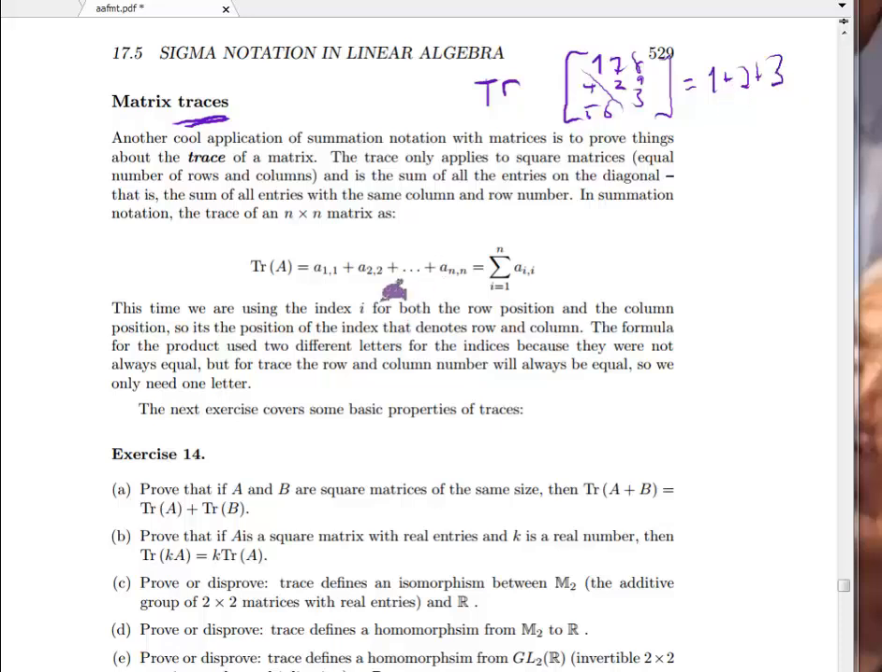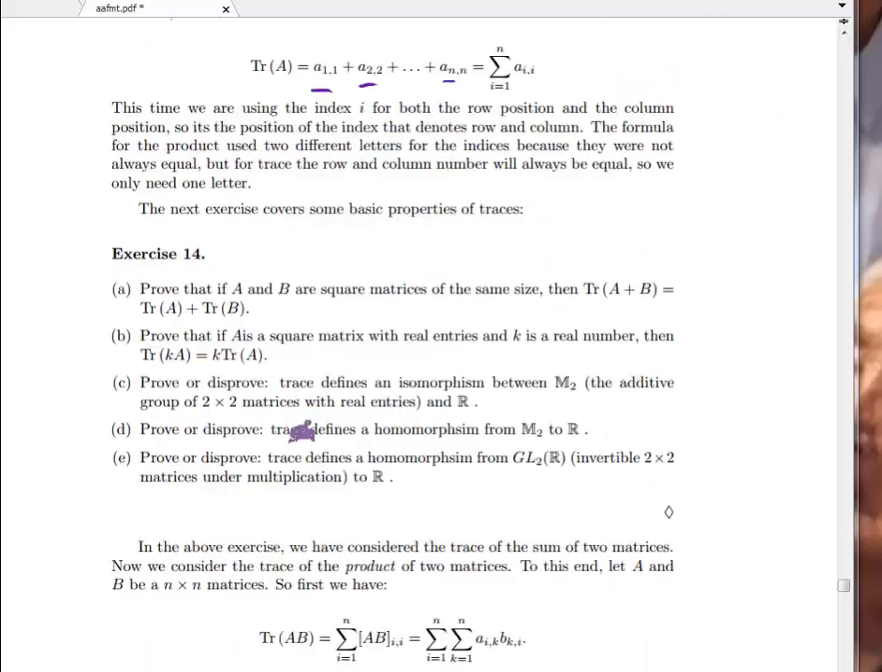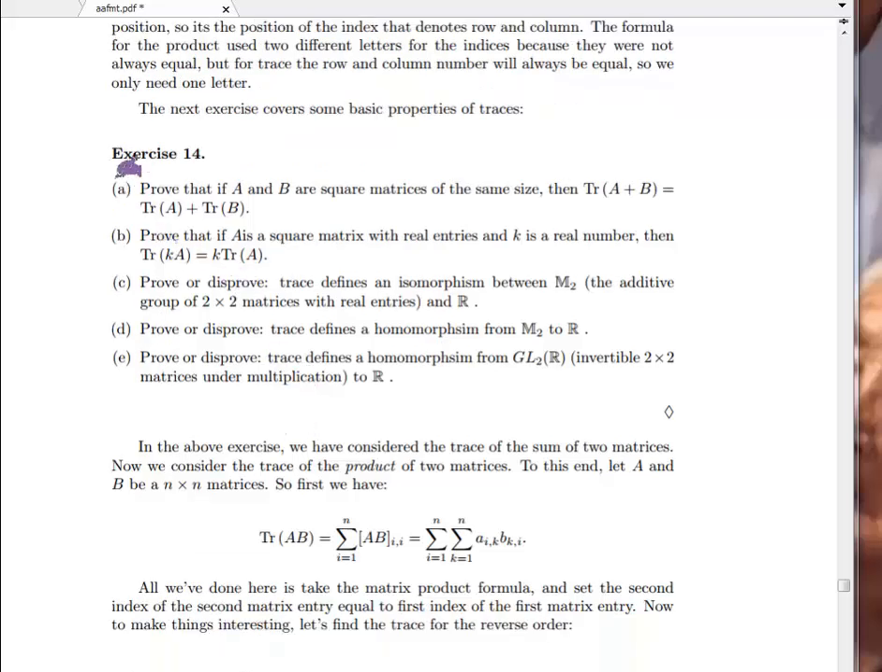The general formula for trace, well, if we write out the individual terms, it looks like this. But if we write it as a summation, you're just summing over a_ii from 1 to n. You can see that if there's an n by n matrix, there will be n entries on the diagonal. So sum from i equals 1 to n of a_ii, row index equals column index. Now there are many properties of trace that you learn in linear algebra, and you can prove these using summation notation.